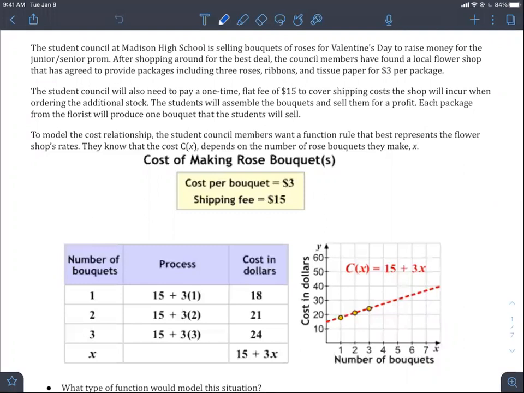Now they first have to figure out, okay, how much money do they have to invest into this project? Because you got to spend money to make money, guys. And it looks like they need to pay about $3 per bouquet to have them made. And there's an initial shipping fee of $15. So we have our cost per bouquet of $3 and our shipping fee of $15.